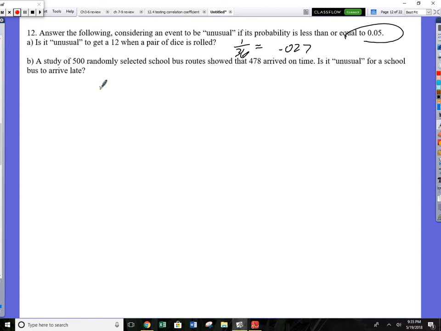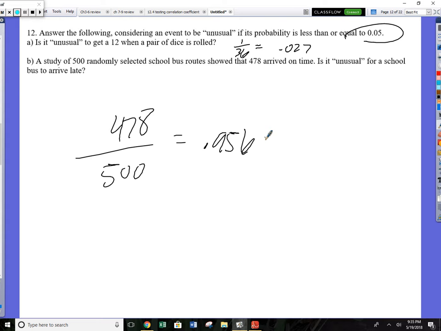A study of 500 randomly selected school bus routes showed that 478 arrived on time. So 478 out of 500, that's pretty good. Let's see, that is 95.6%. So the chance of it arriving late is 0.044, and that is less, so it is also unusual.